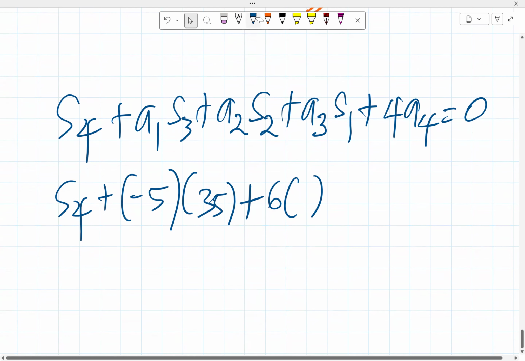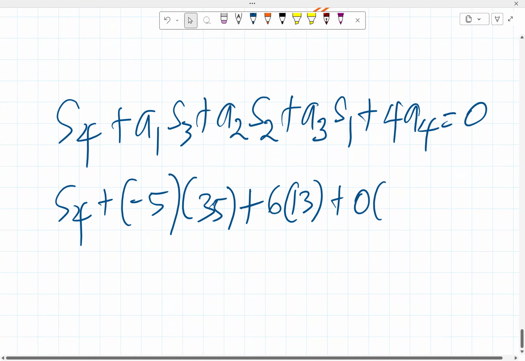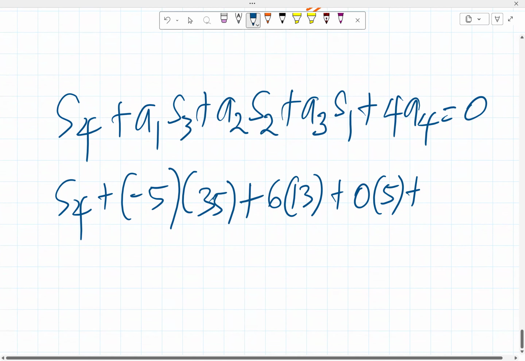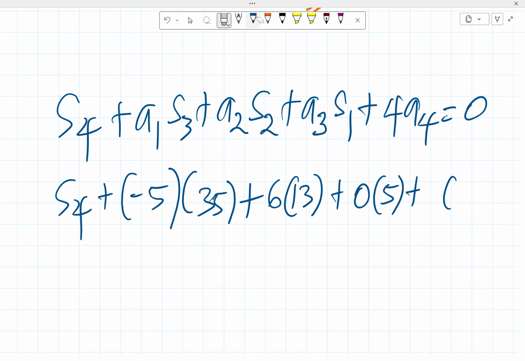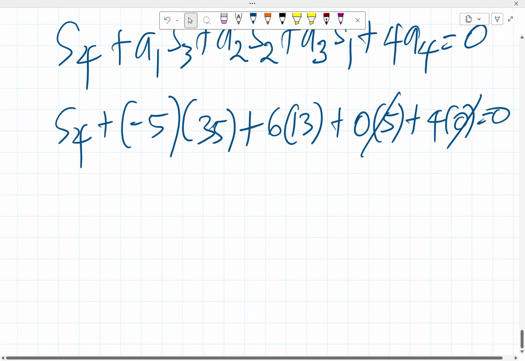A2 is 6, S2 is 13. So A3 is 0. Whatever S1 is, it doesn't even matter, but we know S1 is 5. Then A4 is 0, because A3 and A4 do not exist. So this can go.